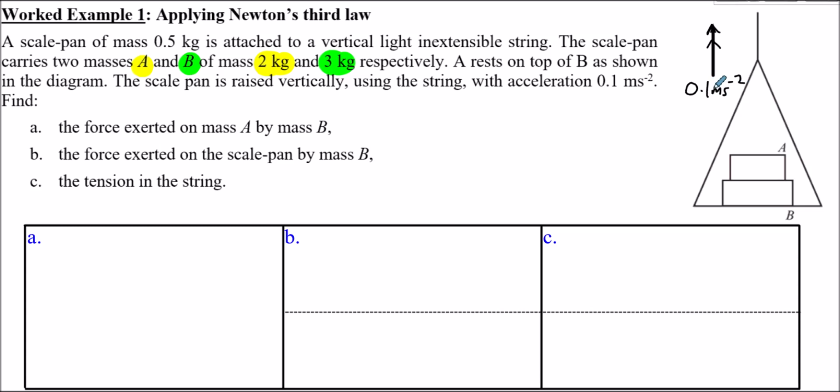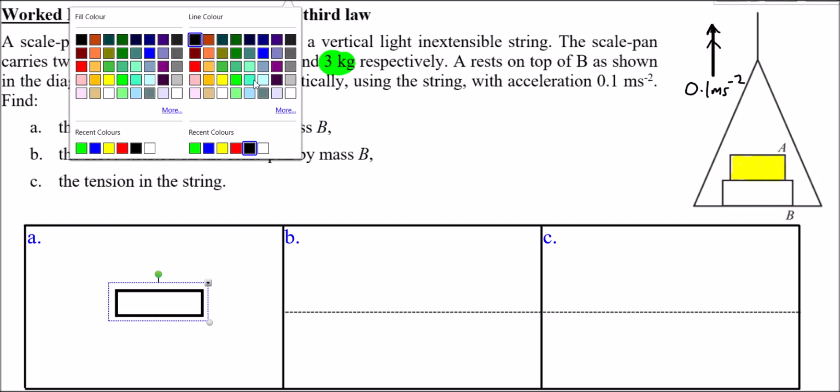The first question is to find the force exerted on mass A by mass B. So what I'm going to do here is consider this separately. I'm just going to think about mass A on its own. So if I just get a rectangle, and I'm going to pretend it's mass A. Okay, so that's mass A. I'll colour it in yellow as well, like we've got there.